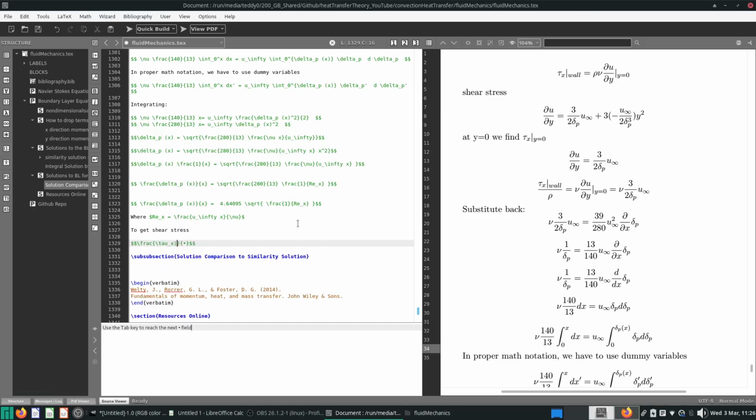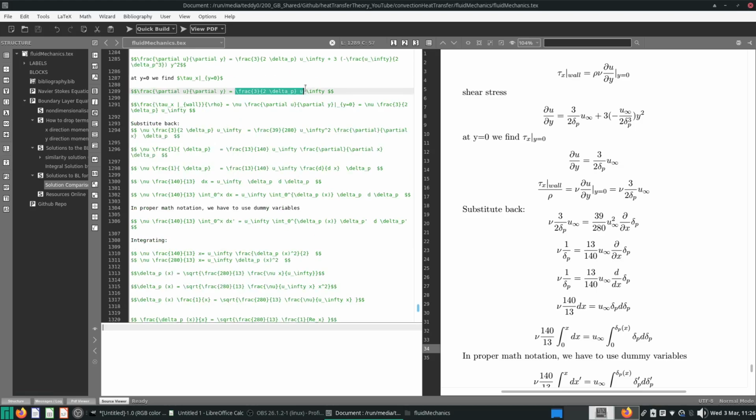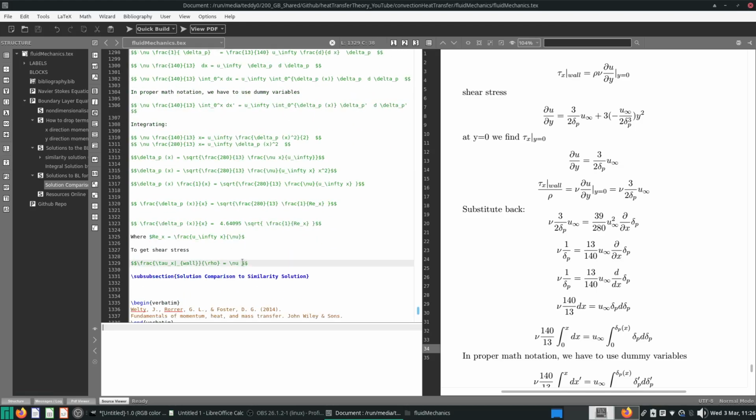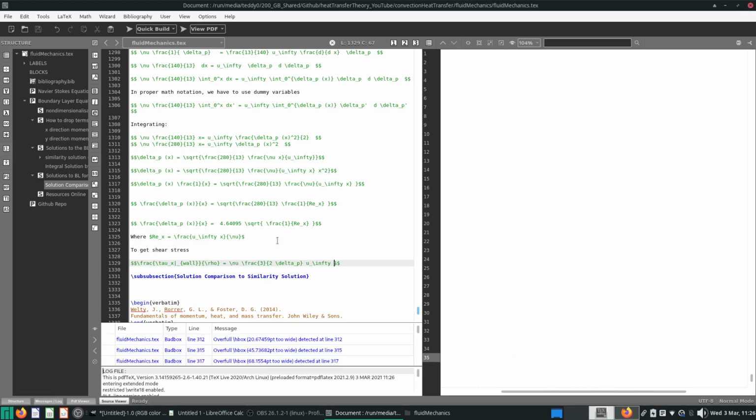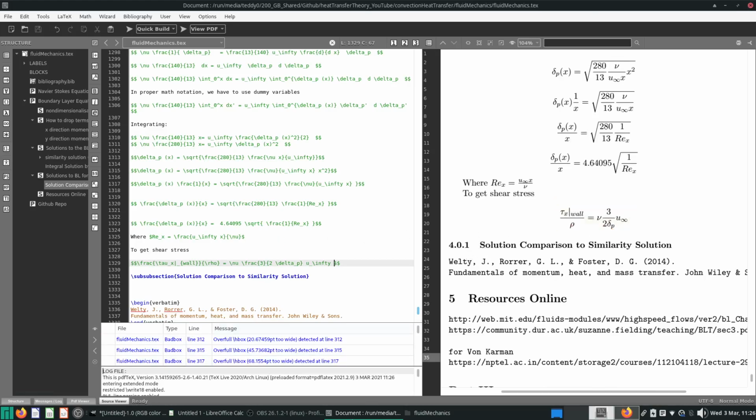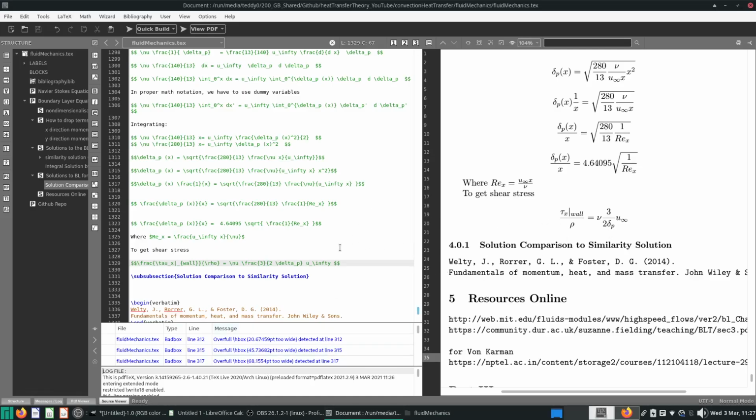Tau_x wall over rho equals nu del u del y at y equals 0. And this is what we will use right here. So I'm just presenting some of the results. Let's see how much time we have, not that much time, but not that little as well. Not great, not terrible.